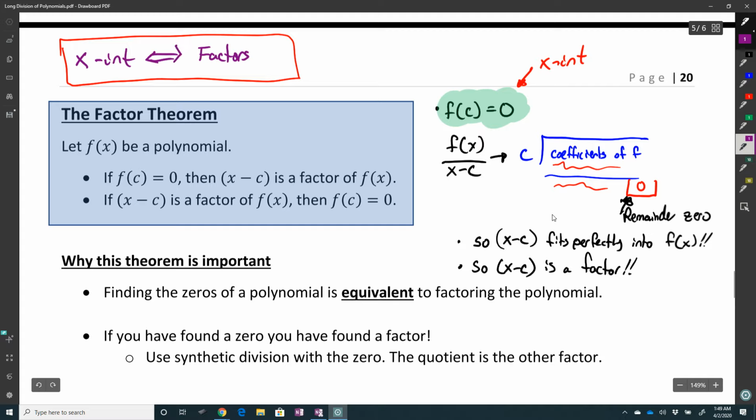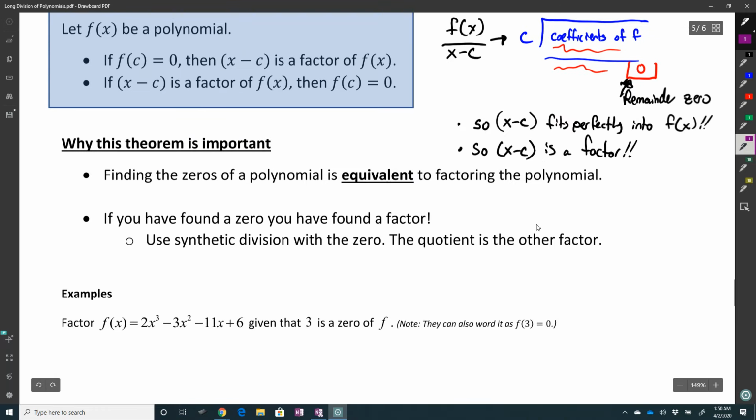Okay? So this means that if 2 is an x-intercept, x minus 2 is a factor. If 3 is an x-intercept, x minus 3 is a factor. If 10 is an x-intercept, x minus 10 is a factor. So x-intercepts and factors are the same idea. That's why I put here: finding the zeros of a polynomial is equivalent to factoring the polynomial.